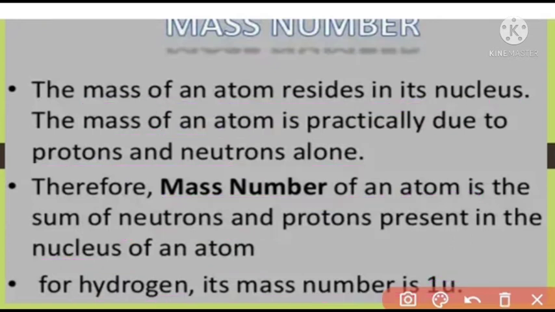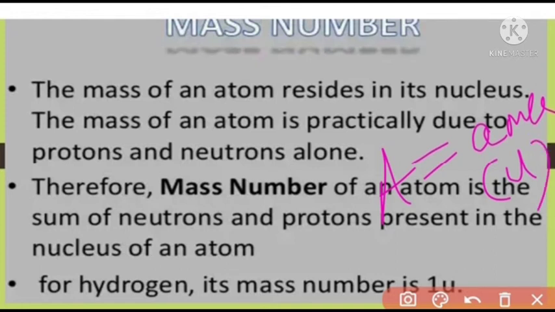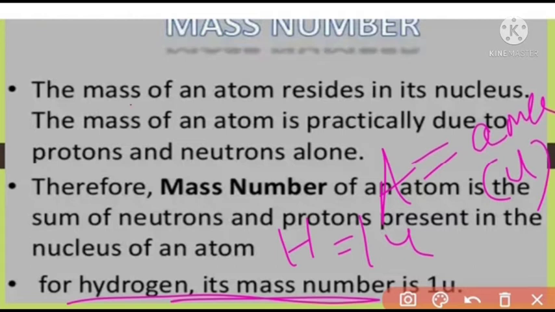But mass number has no symbol, while atomic mass A is represented by the unit AMU, atomic mass unit. It is simply represented as U. For example, the atomic mass of a hydrogen atom is 1 U. So the hydrogen atom's atomic number and atomic mass are the same.